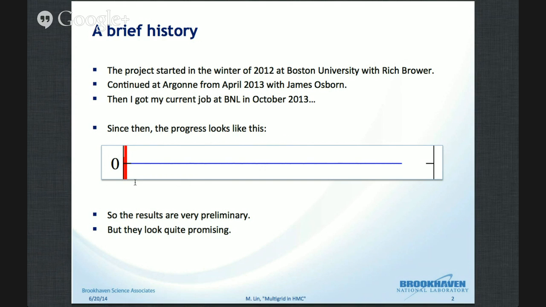This is actually an actual evolution plot for the topological charge in one of our gauge ensembles. So it's completely frozen. So this is also a difficult algorithm issue, but this is not what I'm going to talk about today. So the results are very preliminary, but they already look quite promising. So I hope you agree with me after my talk.